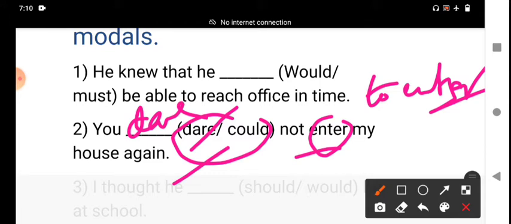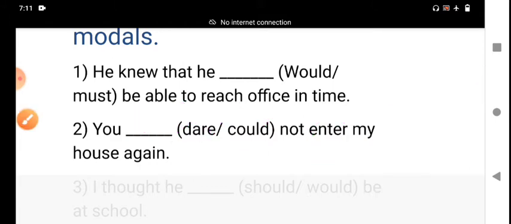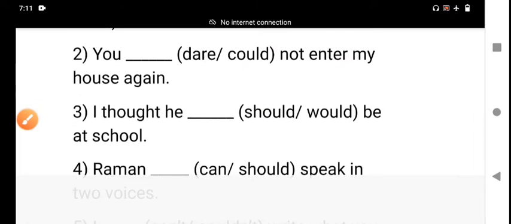You dare not enter my house again means the dare not is used in negative form. Dare is used in interrogative and negative form, and it is followed by the bare infinitive enter. That is the function of you dare not enter my house again. And then we go to the next third question, my dear students.